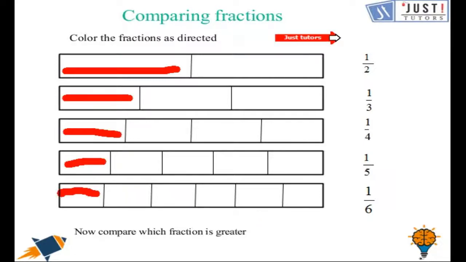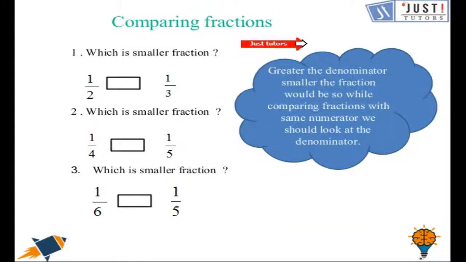So which fraction is showing the maximum colored area? That's a half, and then it's 1/3, then it's 1 over 4, and then it's 1 over 5, and last, that's 1 over 6. So here we can say that if we have the same numerator, then the smaller the denominator, the greater the fraction. Now use the same strategy to solve these questions. You can again pause the video to solve these questions, and once you are done, you can resume the video.